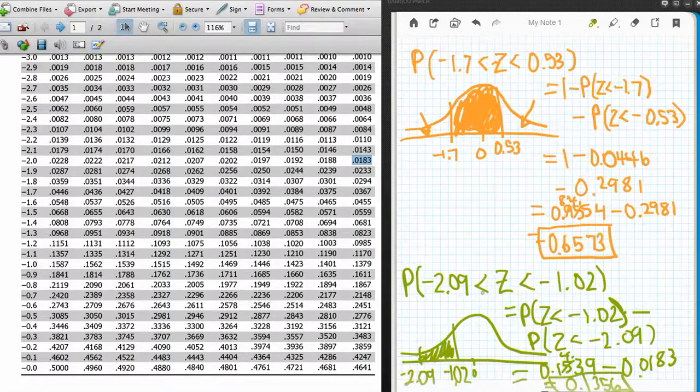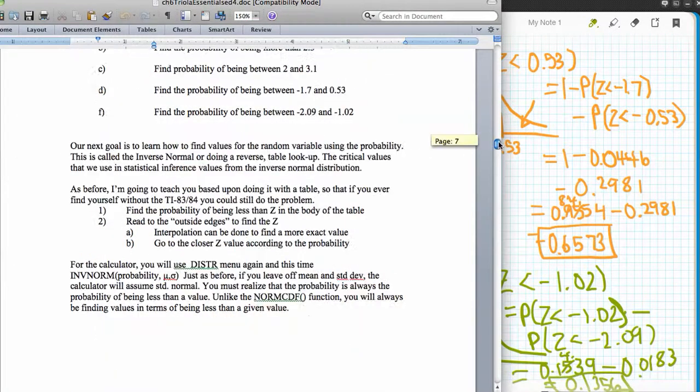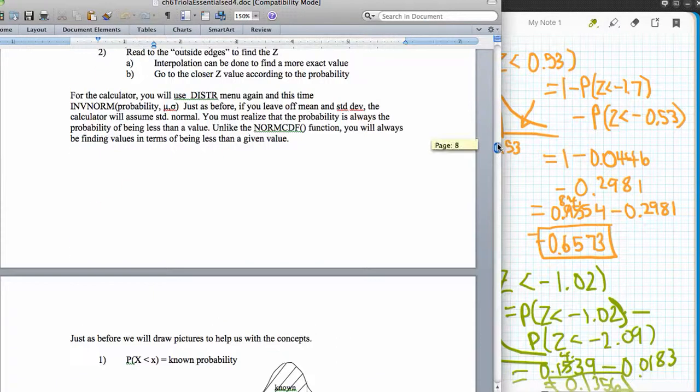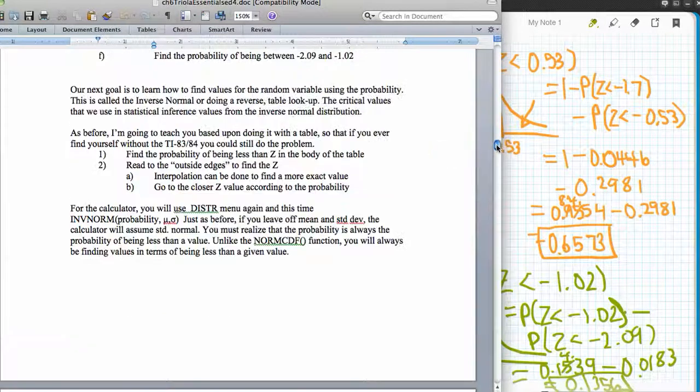And that's finding your standard normal probabilities. Now the next section here goes into how to do this with your calculator. This is going into the inverse normal. And the inverse normal, I already have plenty of videos on that, so I'm just going to leave off here.